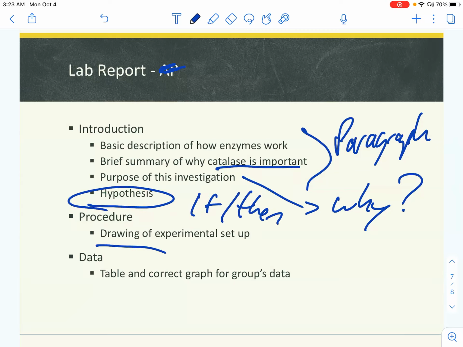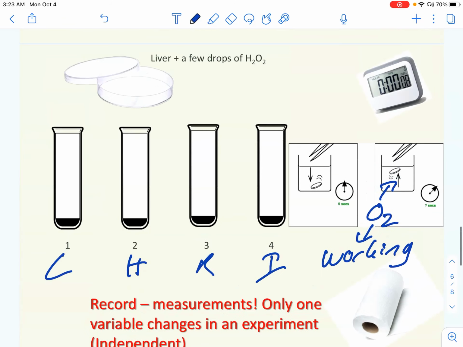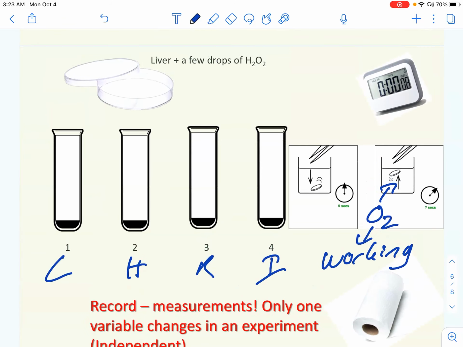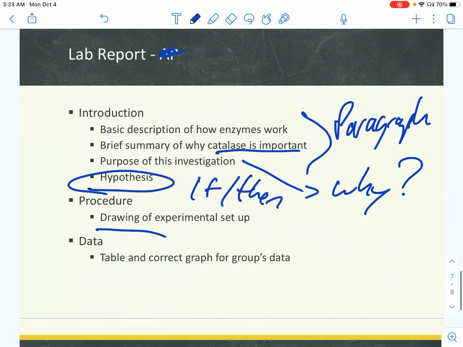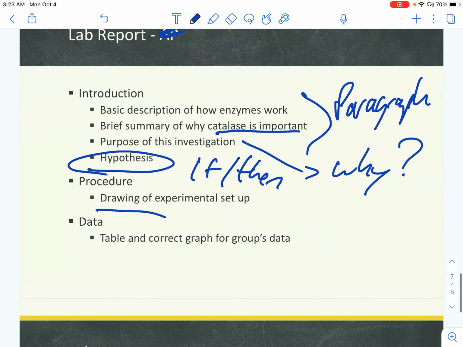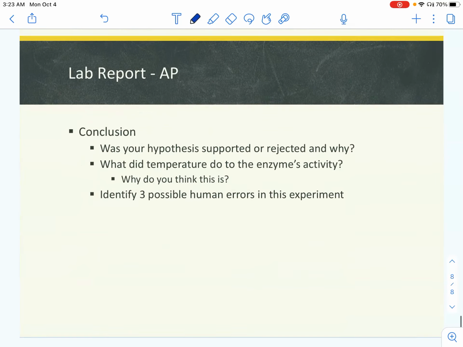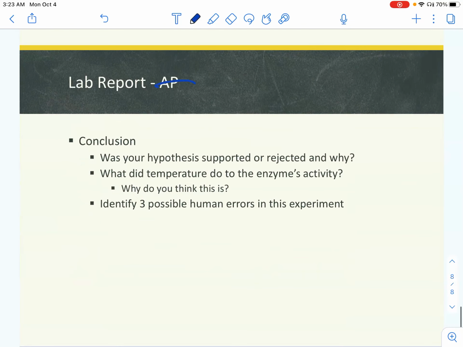I do want you to draw your experiment, which is basically up here. You can just draw it. Drawing helps us understand exactly what we've done. And then a table and a correct graph, okay? Just for your group's data. So I do want two forms of visual representation. I want a data table, and then I want a correct graph correctly illustrating what you saw in the lab, okay?